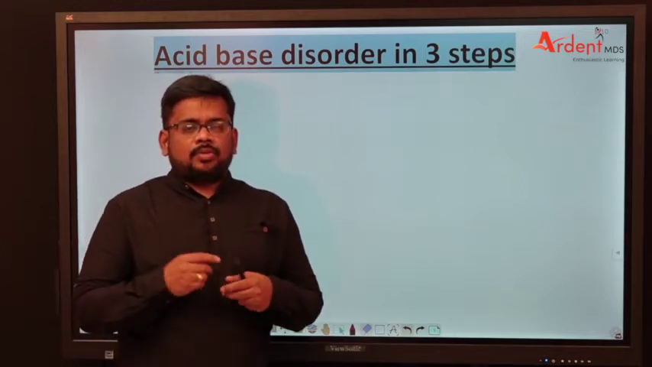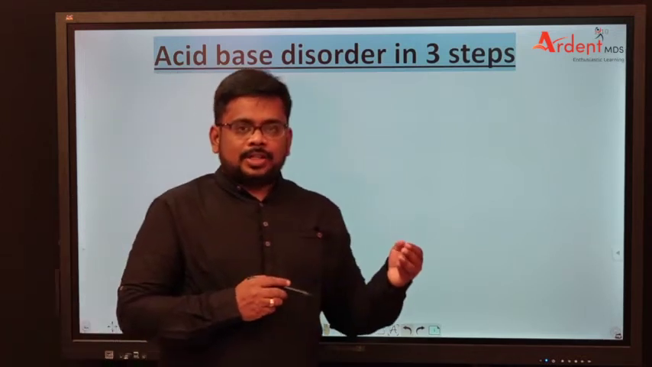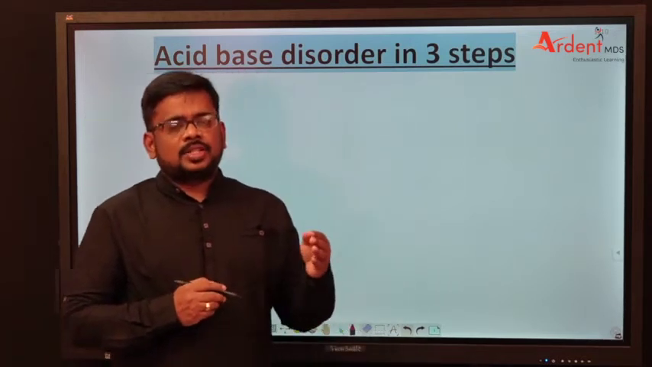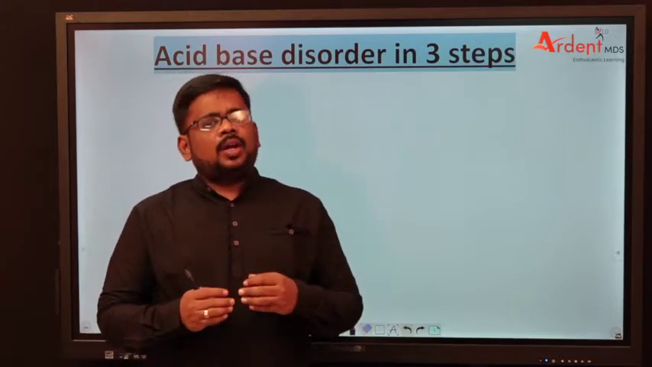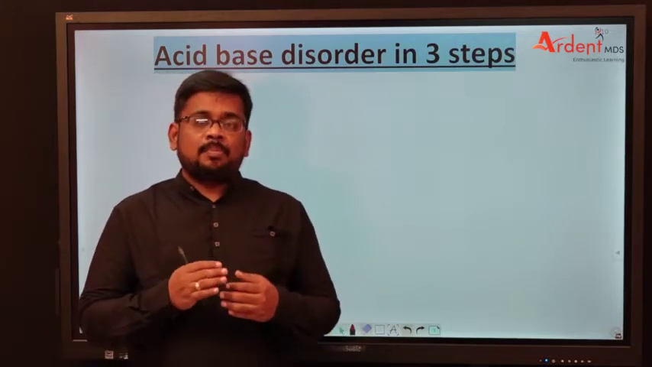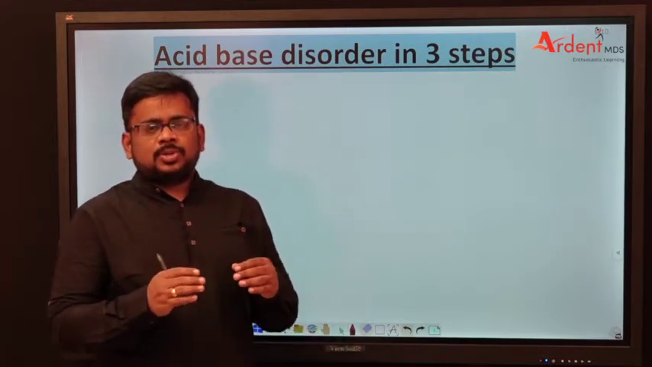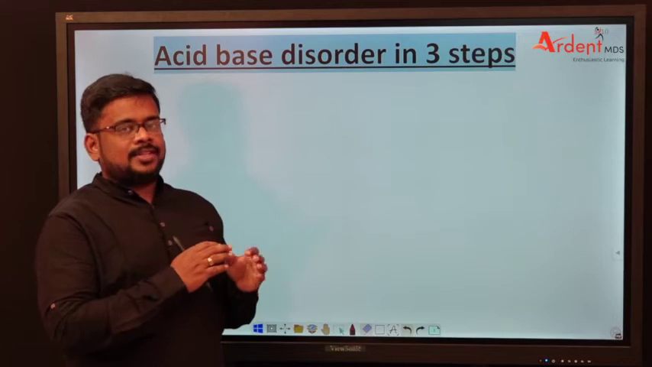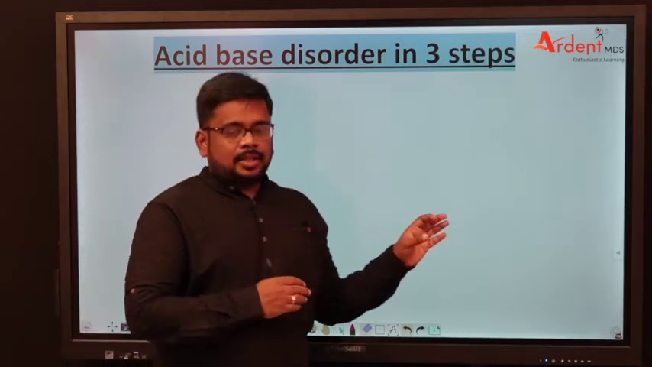So what type of analysis is this? Maybe they give metabolic acidosis, metabolic alkalosis, respiratory acidosis, respiratory alkalosis as options for you, and they may sometimes ask what the compensatory mechanism of this is. For those types of MCQs, you have to know some facts and concepts related to acid-base disorder.